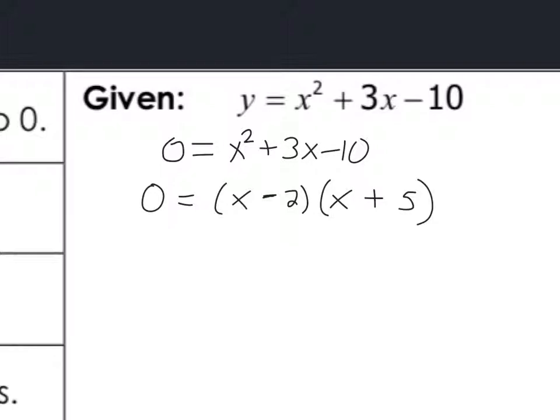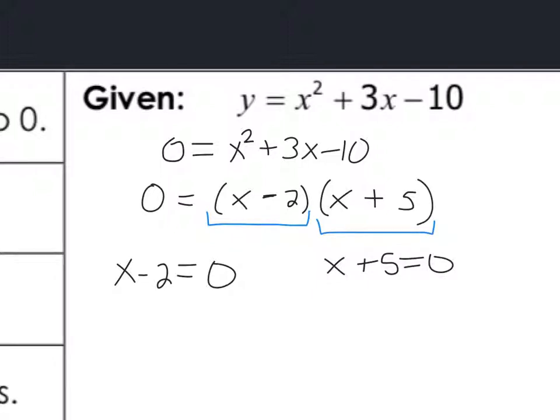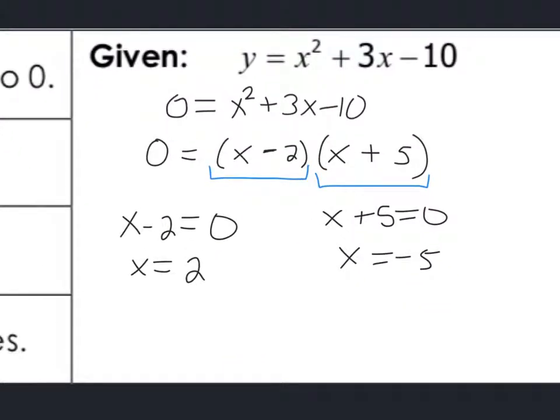Now, here is where it's going to be a bit different. Okay, when we were factoring, we would just stop here. But now, we're looking for quadratic roots, so we're going to set each of these factors equal to 0. Right? So we're going to have x minus 2 equals 0 and x plus 5 equals 0. Right? And we solve both of these equations. So this one's going to be x equals 2. And this one's going to be x equals negative 5. And there you have it. Those are going to be your two solutions.